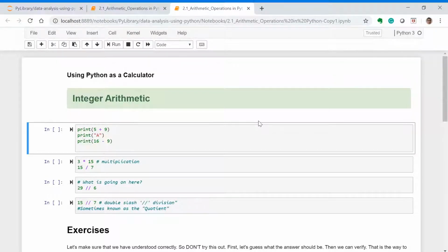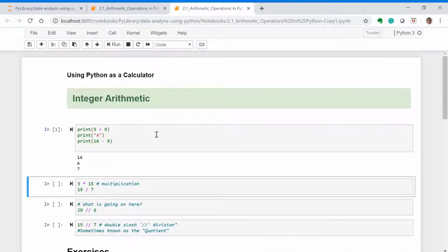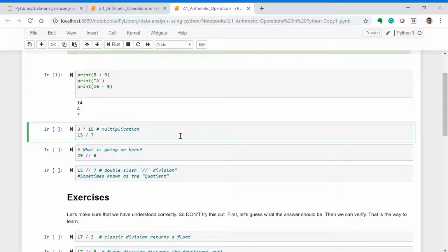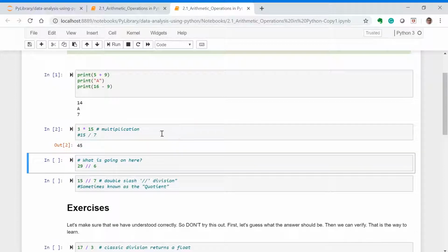Let's now see some arithmetic, right? It's not only integer arithmetic. So print 5 plus 9, print A, print 16 minus 9. When we do that, 5 plus 9 is 14, A gets printed, and 16 minus 9 is 7. Okay, multiplication is 3 star 15, so that's just 45.